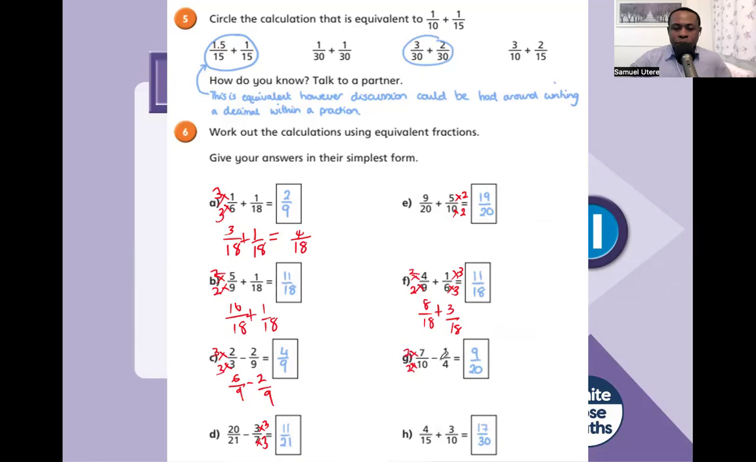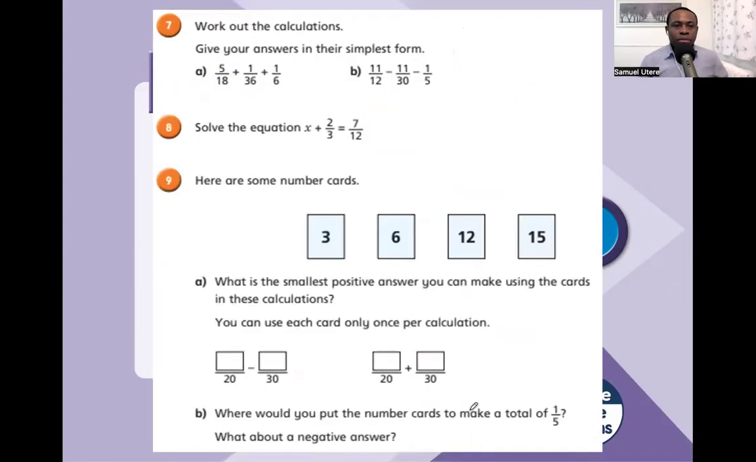We have to multiply the numerator by 2 as well. This has to be multiplied by 5 and that one by 5. So now this becomes 14 over 20 minus 5 over 20, which will be 9 over 20. And of course, the other one, I'll leave you to check that yourself. Pause the video and answer questions 7, 8, and 9 in 5 minutes.